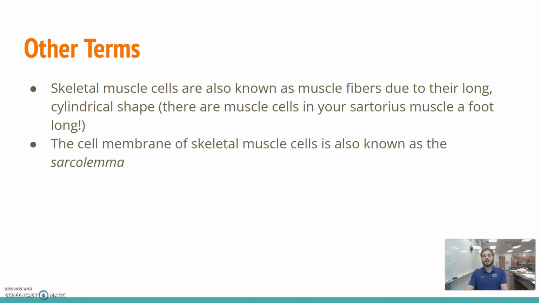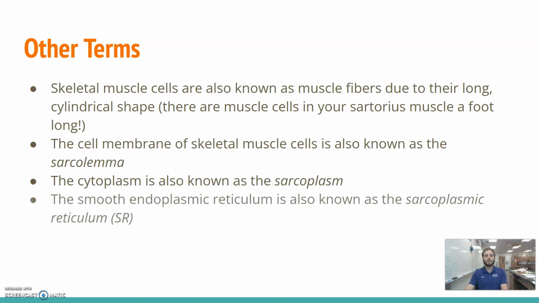Some other terms: the cell membrane of a skeletal muscle cell is going to be known as the sarcolemma. So that's just that outermost membrane where we have the fluid mosaic model, things moving in and out of the muscle cell. The cytoplasm is going to be known as the sarcoplasm. Remember, that's the liquid space inside the cell. And your smooth ER is going to be known as the sarcoplasmic reticulum in these cells. Remember that smooth ER is one of the membrane-bound organelles, and it is abbreviated the SR in muscle fibers.